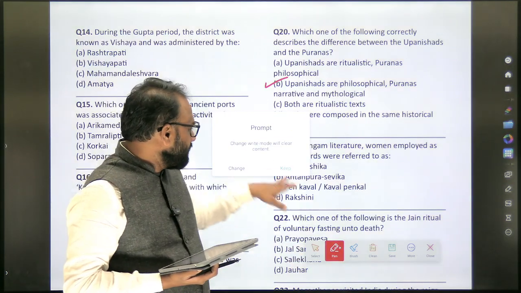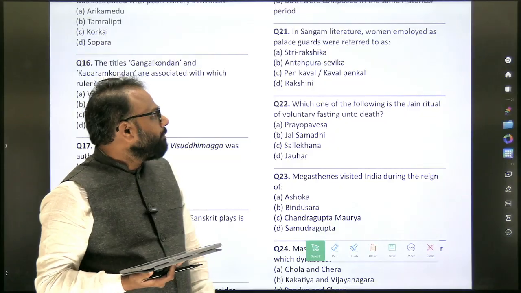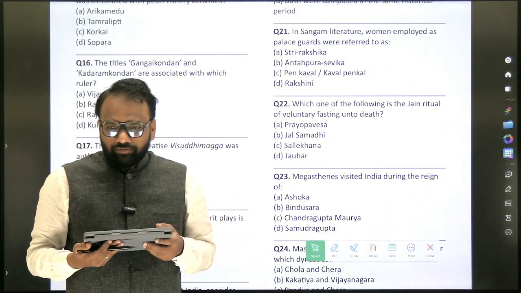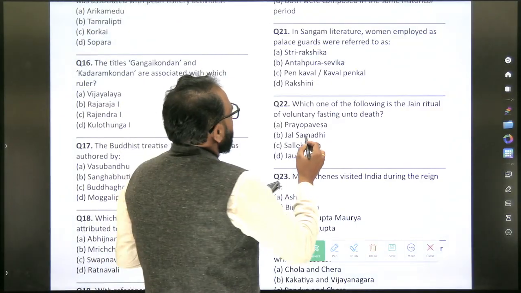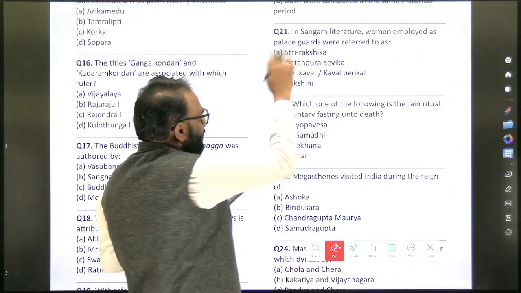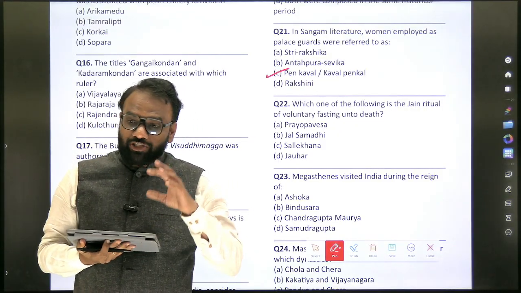Next, in Sangama literature, women employed as palace guards were referred to as Kaval Penkal. Third one. Okay. So why might I have generated this question? What may be the reason? Based on which question?